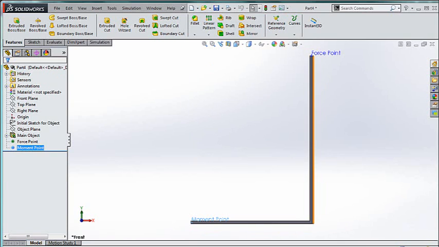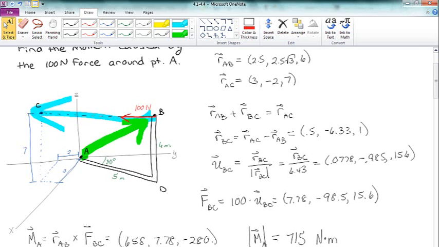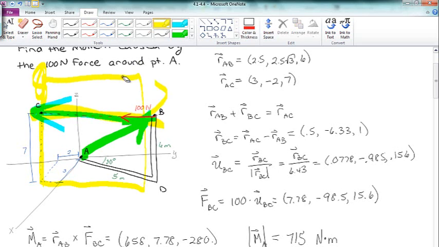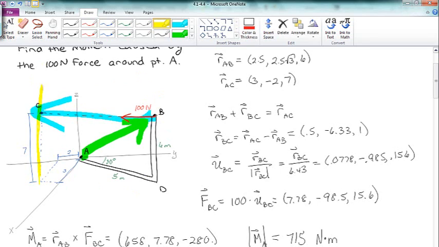Now I need to figure out what line my force is going to be along. So again, if I remember what my original picture looked like, I need to create a plane that goes through this so that I can go up 7 and then create a line that goes here. So the first thing I'm going to do is create a plane that is parallel to the y-axis, but that's 3 off of it. And that way I can figure out where that point is going to go.